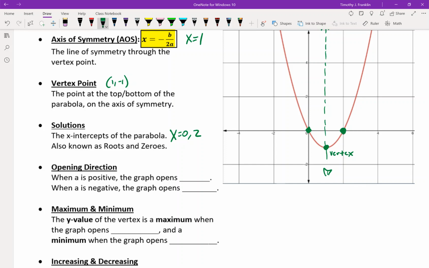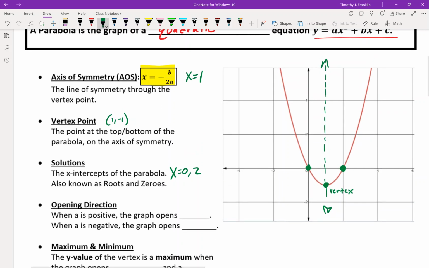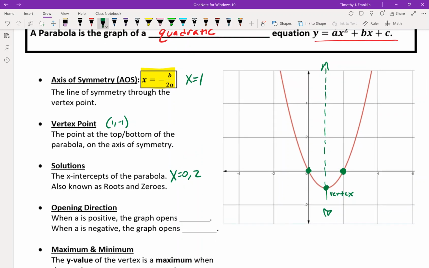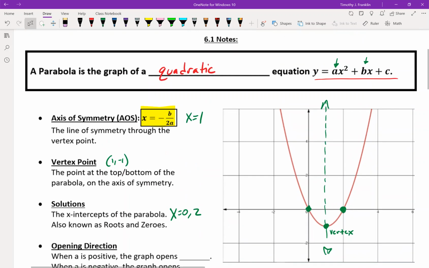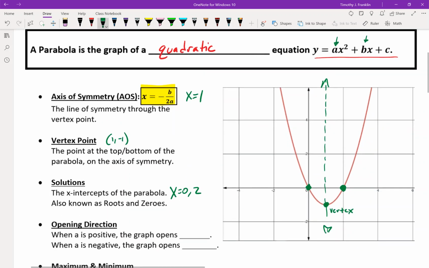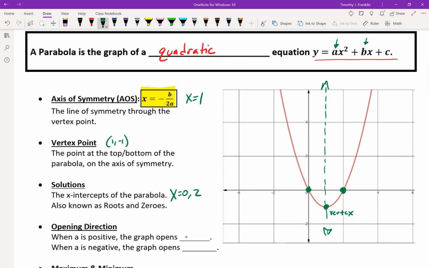The opening direction is really simple. You can just look at it. This one opens up because the kind of open part of the V or U is up above the vertex. If you imagine it flipped, that would open down. So when A is positive, and that's the first value of the equation, when A is positive, the graph is going to open up. And when A is negative, it will open down.